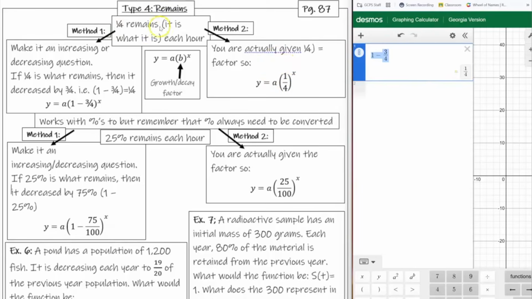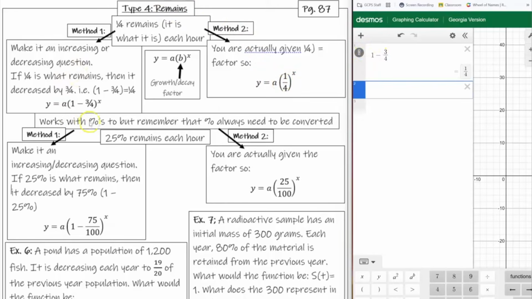So if I have the word remains, you just got to be really careful. If it's saying it's increasing or decreasing, I need to see 1 plus or 1 minus, right? If it just says this is what's left, then you can just put a straight up quarter. Or you can just make it into an increasing or decreasing question. If I have a quarter left, that means I decreased by 3/4. So it's really up to you and what you're doing. For me, I'm just going to go straight to method 2. I'm going to say if it's remaining, it's what it is. My B is what it is. If I'm increasing or decreasing, I need to see 1 plus and 1 minus.